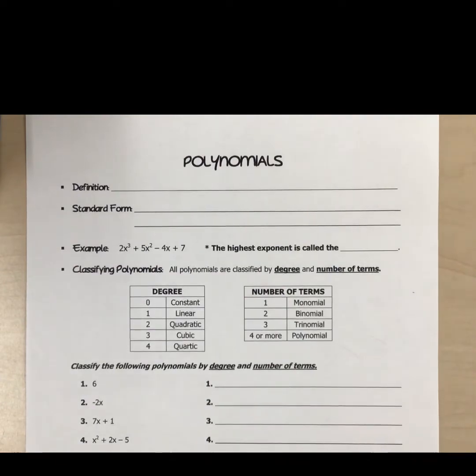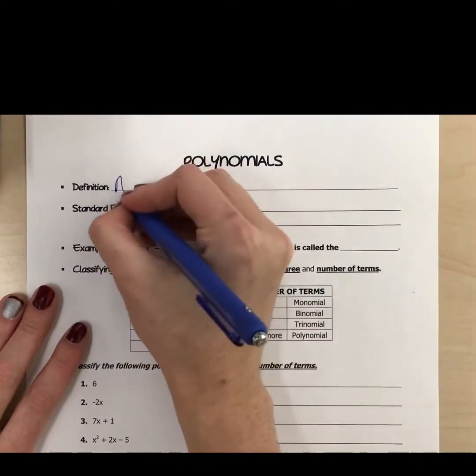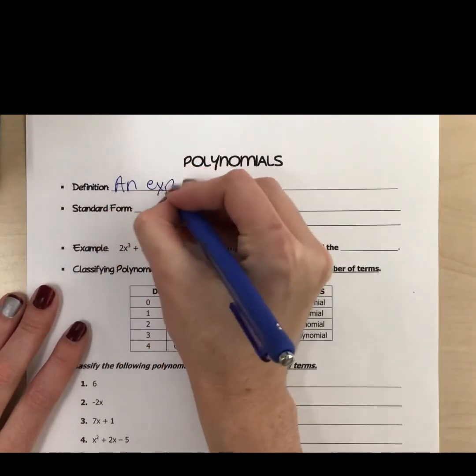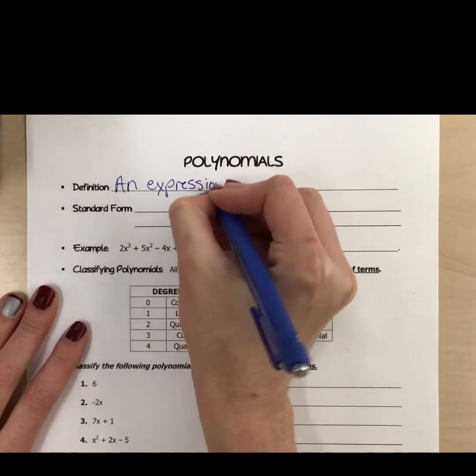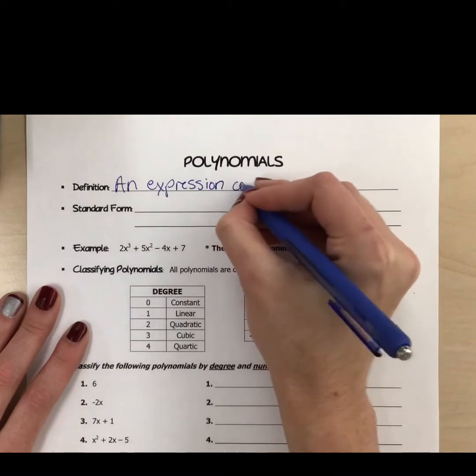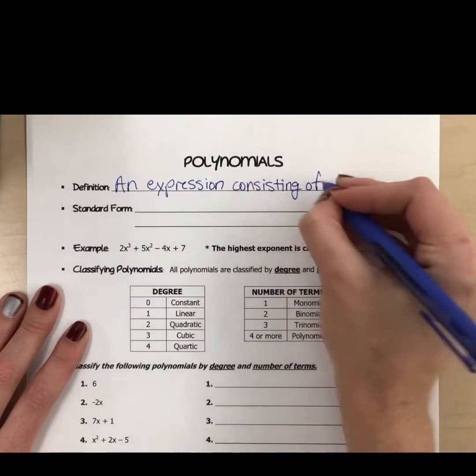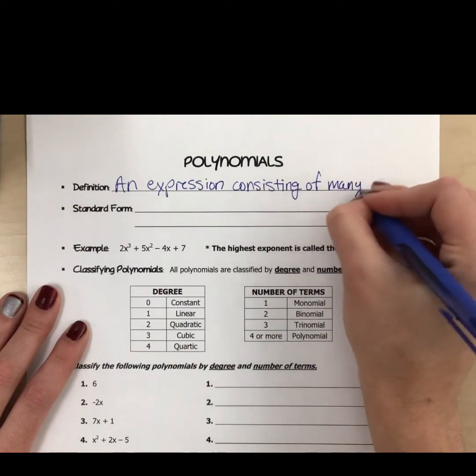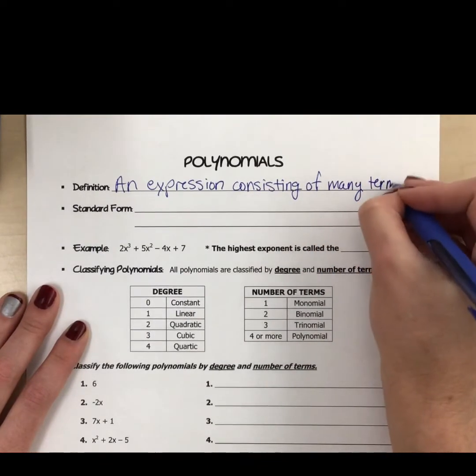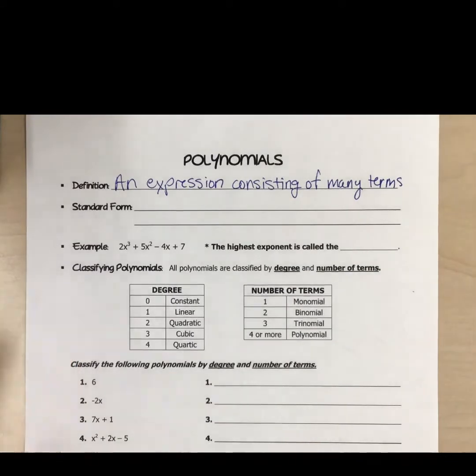So polynomials, we can define them as an expression consisting of many terms. Now, many can mean as much as just one. It could also mean as many as 5 or 6. We'll talk about what that looks like.